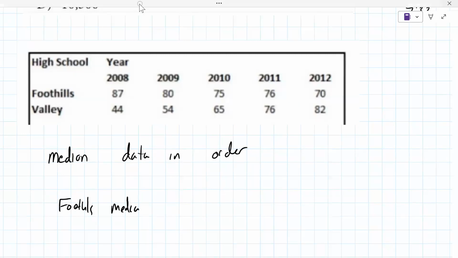That's the top data set here. 70, 75, 76, 80, 87. That's first the order and then the median. Then the median is going to be 76. Okay. Now I want you to find the valley average, or the mean.